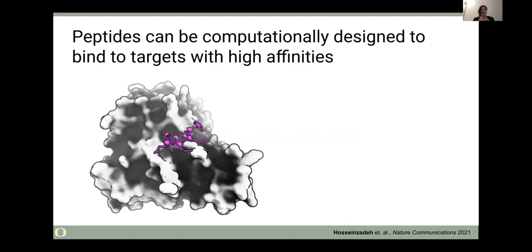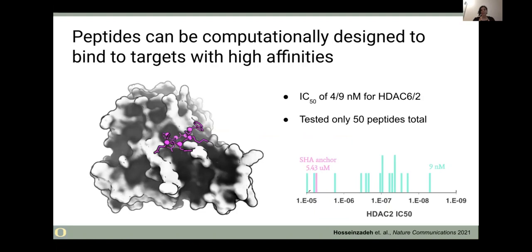So how did we do with the histone deacetylase that we were working on? We chose 50 peptides based on the thresholds that we picked. And we managed to get peptides with different binding affinities. So here in pink, I'm showing you the original anchor. It binds with 5 micromolar affinity itself. Most of our peptides have IC50s that are lower than this. So I call it a success.